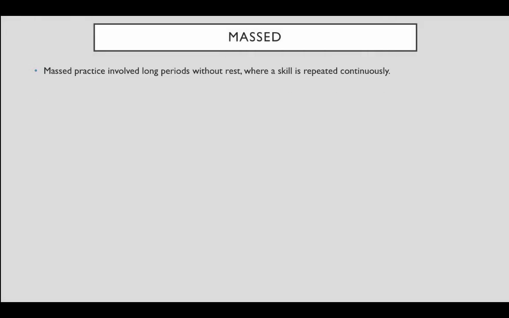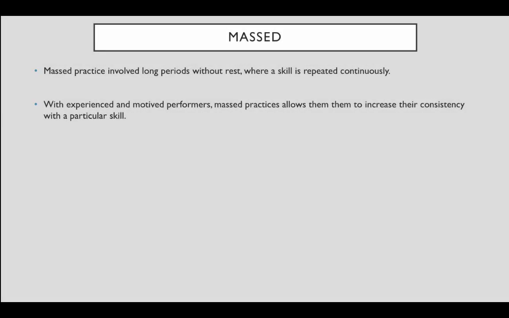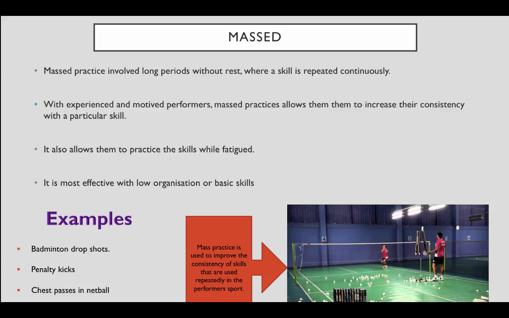Massed practice. Massed practice involves long periods without rest, where a skill is repeated continuously. With experienced and motivated performers, massed practice allows them to increase their consistency within a particular skill. It also allows them to practice the skills while fatigued. It is most effective with low organisation or basic skills. Examples of this can be a badminton drop shot, a penalty kick, or a chest pass in netball. Massed practice is used to improve the consistency of skills that are used repeatedly in this performer's sport. So as you can see here, the athlete is doing multiple drop shots.